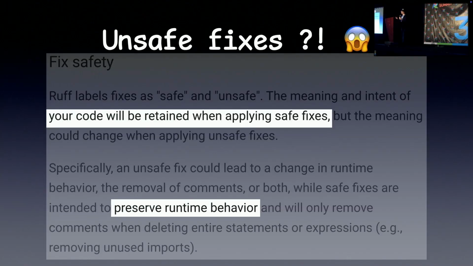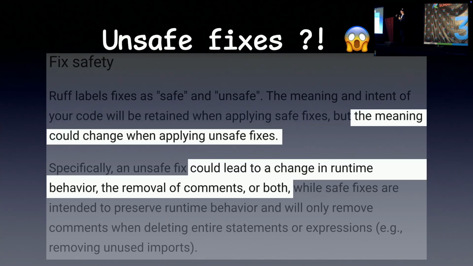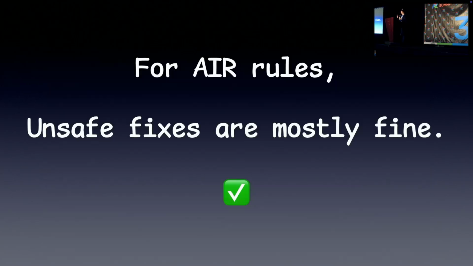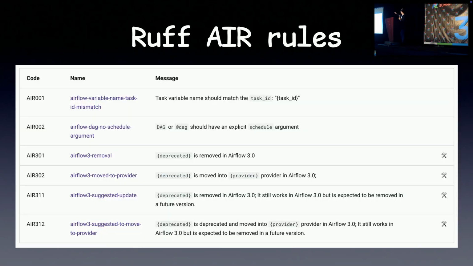It might sound a bit dangerous, but let's go to the Ruff documentation again. So what is a safe fix? A safe fix means it preserves the original runtime behavior, and unsafe fixes might change some of the runtime behavior or remove your comments and things like that. But for our Airflow rules, they are mostly just fine. They are trying to modify your import path, and that's it. So unless you are doing things really dynamically and weirdly, most of the cases should be fine. They are as safe as their safe fix counterpart. And that works through all the rules we have now.